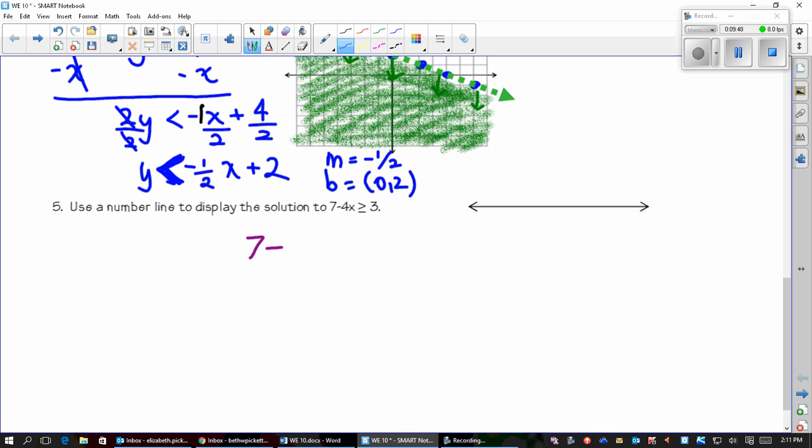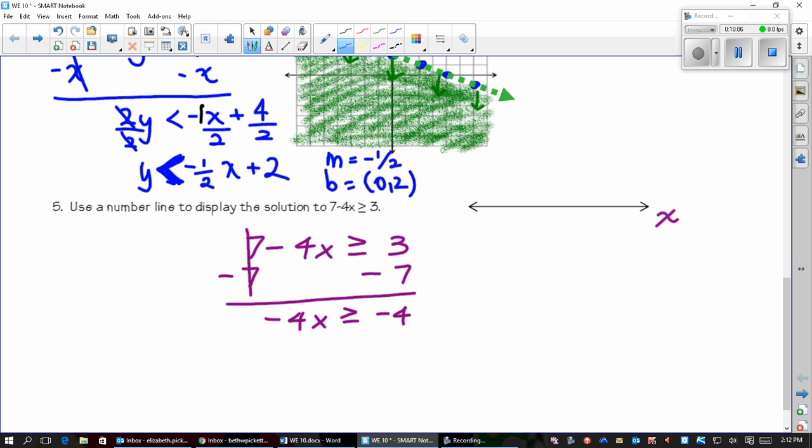Okay, let's first solve it to find out what the solutions are. Now, there's only one variable this time, so we only need one dimension. We need a number line, not a coordinate plane. This is going to be a graph of all the solutions for x, right? So just like always, let me get that x by itself. I'm going to subtract 7 from both sides. And then I'm going to divide both sides by that negative 4.